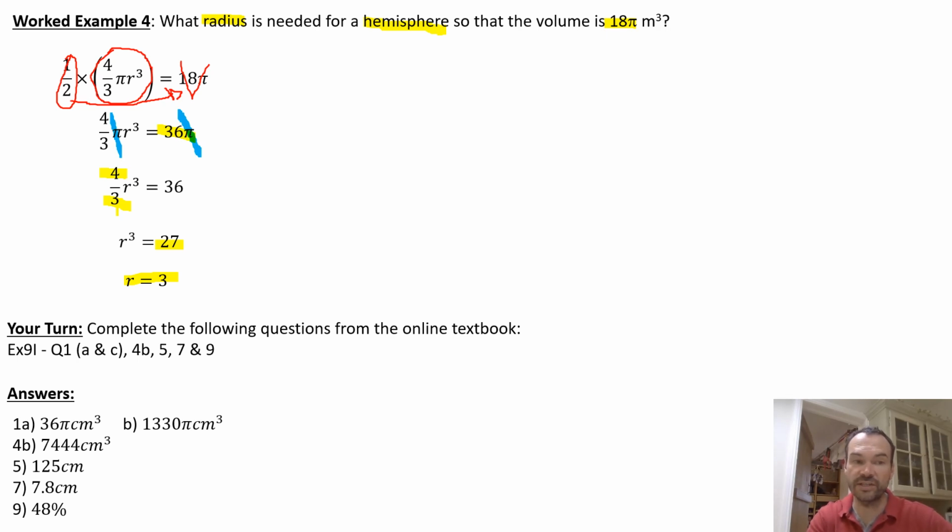Right, some of you said it's confusing about what questions to do. Your turn. From the online textbook, do exercise 9, you can work out if it's 9i or L, 1a and c, 4b, 5, 7 and 9, and hopefully get those answers, which may or may not be corrected. So if you get something similar, it might be they've corrected it to 3 sig fig. Any questions, ask, and I'll produce some worded solutions.